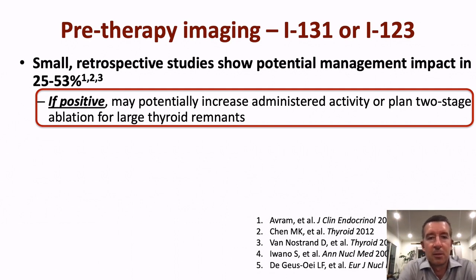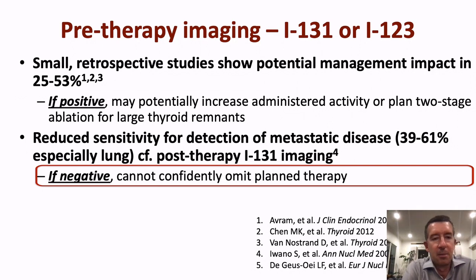So with pre-therapy imaging, with the use of either I-131 or I-123, there have been several small retrospective studies that have shown potential management impact in up to 25 to 50% of patients. Of course, if this is positive, then there's a potential to increase the administered activity or plan a 2-stage ablation for large thyroid remnants. But the major limitation is that there's significantly reduced sensitivity for detection of distant metastatic disease, with a sensitivity of approximately 40 to 60%, particularly for lung metastases, when compared to a post-therapy scan.